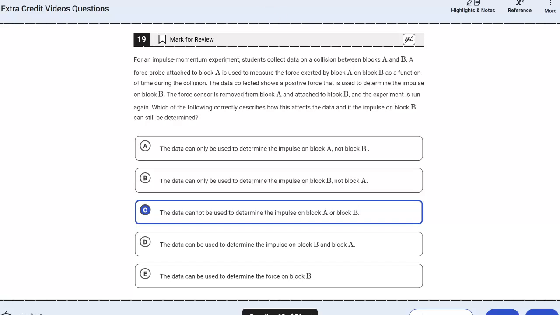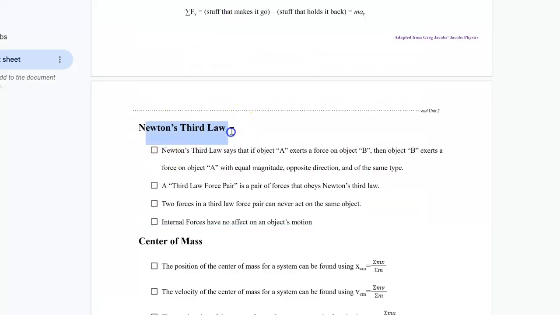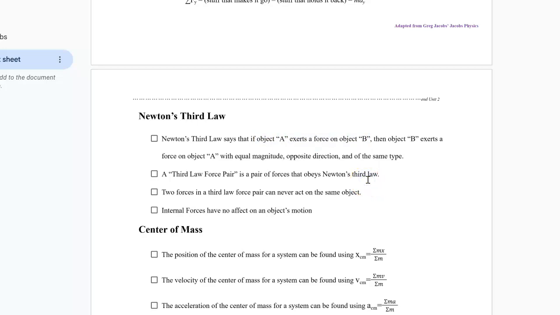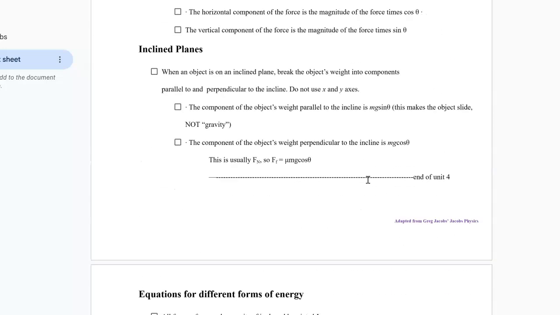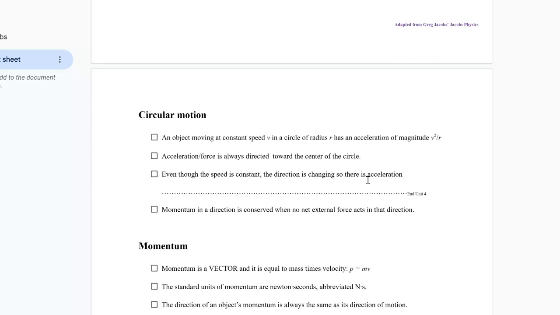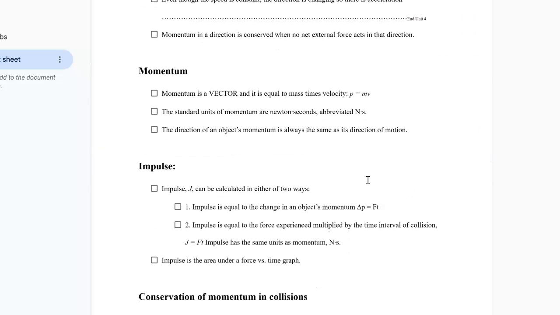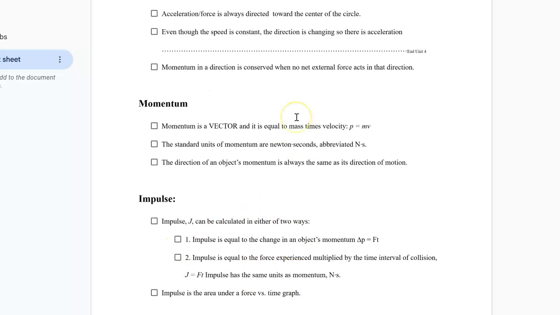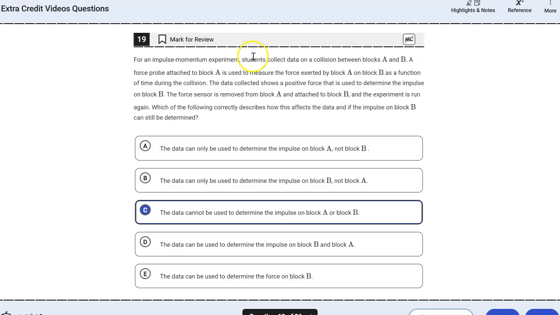In the physics, it's imperative we know Newton's third law. If object A exerts a force on object B, then object B exerts a force on object A with equal magnitude, opposite direction, and of the same type. That's the most important. And then we can also know that the area under the curve of a force-time graph is impulse, which is the change in momentum. Impulse is the area under the force-time graph, and it's the change in momentum, so force times time.